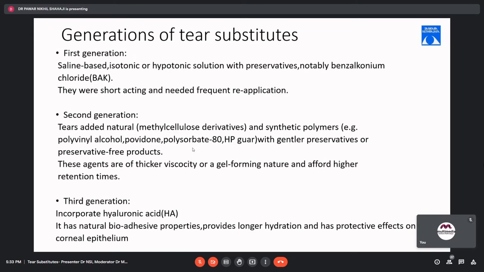All right. Okay. Yes. And then they added natural and synthetic polymers to that, such as polyvinyl alcohol, povidone, polysorbate 80, HP-guar, and with gentler preservatives or preservative-free products. These agents are of thicker viscosity or gel-forming nature and afford higher retention times. Then they incorporated hyaluronic acid. It has natural bioadhesive properties and provides longer hydration and has protective effects on corneal epithelium.